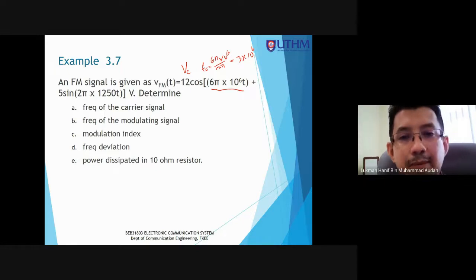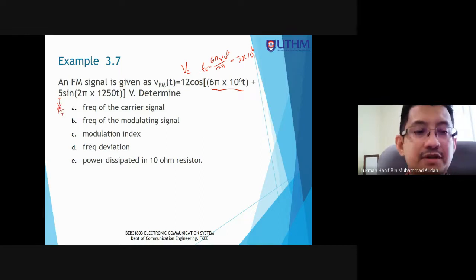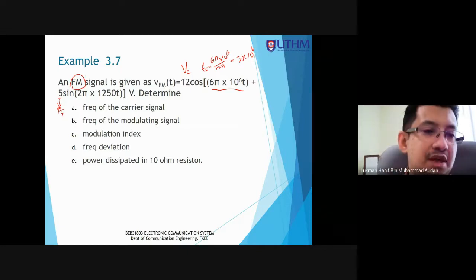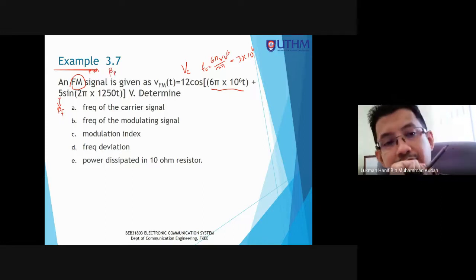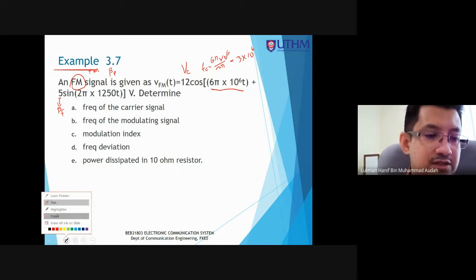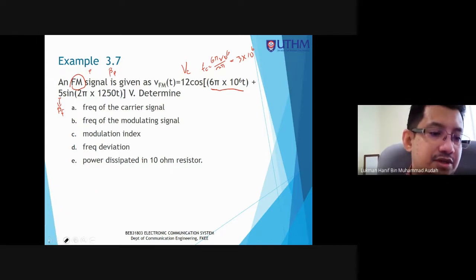Okay, plus 5. What is 5? The 5 here is referring to the beta f. Why beta f? Because this is FM. If this is PM, kalau ini adalah PM, bermakna dia merujuk kepada beta p. Itu sebab you need to understand the structure of the equation.